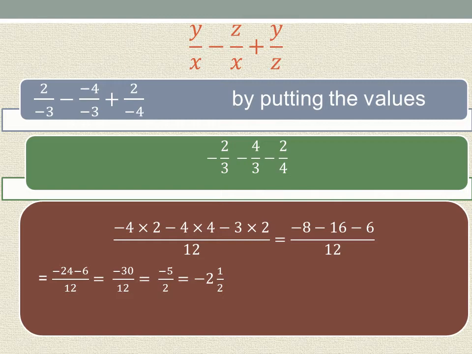Now these have the same factors, so they will be cancelled out. 30 and 12. 6 2s are 12. 6 5s are 30. 6 is a factor of 30 and 12. -5 upon 2 is an improper fraction. So we can divide it. It will become -2 whole number 1 upon 2, which is the answer.